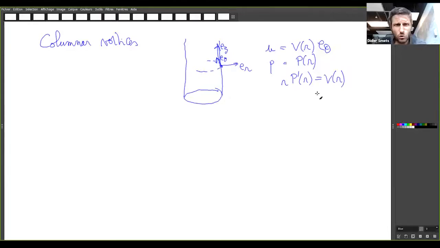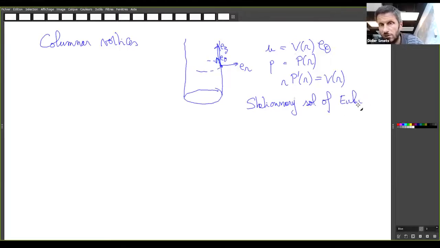Again, for an arbitrary function capital V and P in this way, this is a stationary solution of Euler, 2D and 3D. It does not depend on z. So this is a stationary solution of Euler 3D for all capital V, whatever capital V.